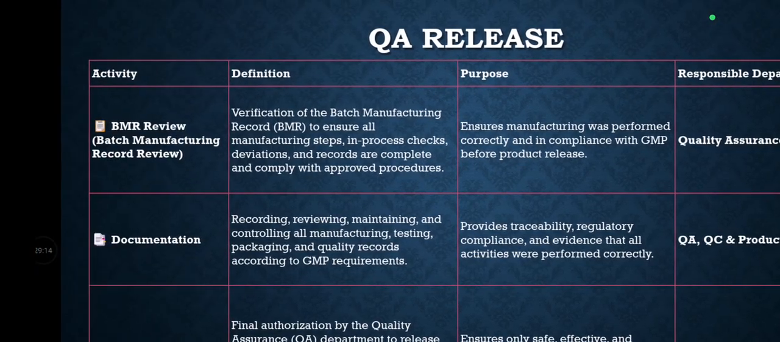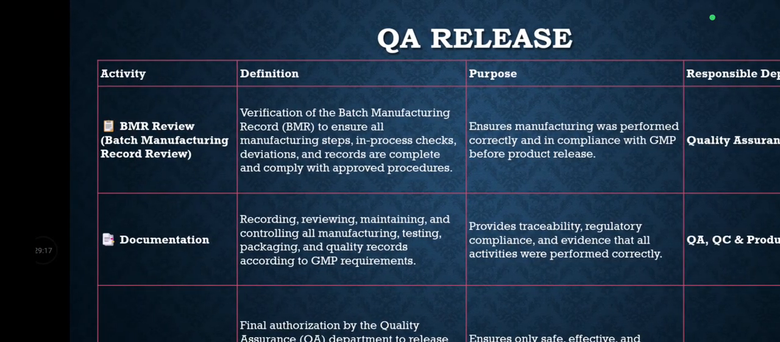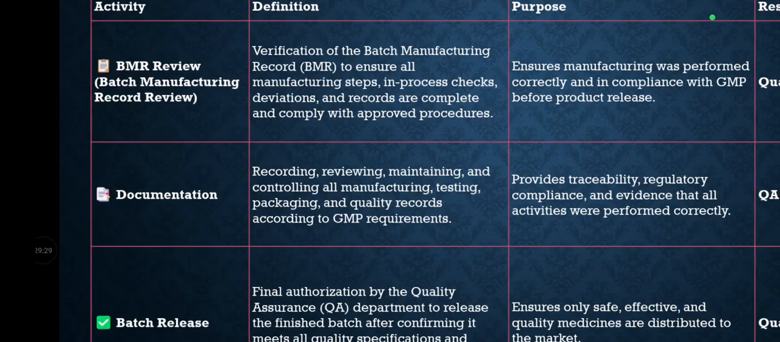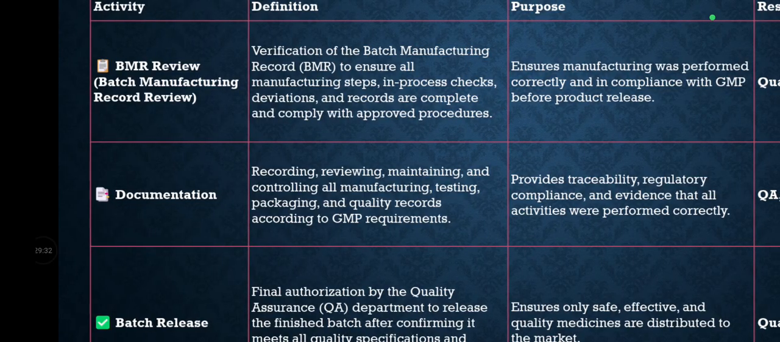Next, sub role of the QA release. In the journey of the tablets, we are using different documentation processes as well. In this process, we are writing the BMR, that is the batch manufacturing record: how to manufacture that batch, in terms of granulation, compression, coating, primary packing, etc. So, batch manufacturing record review.